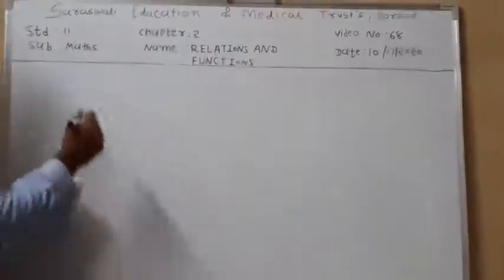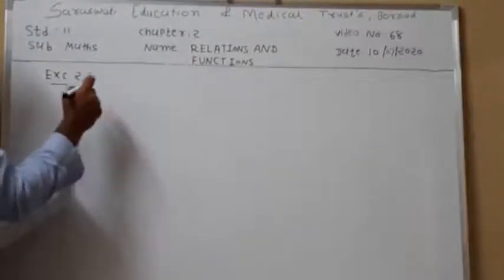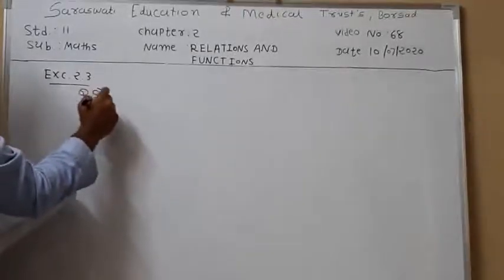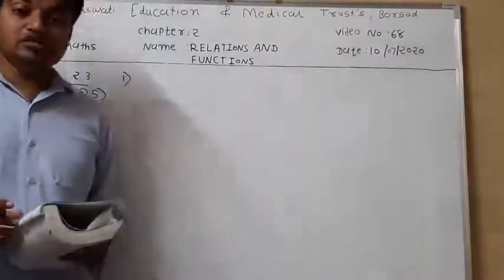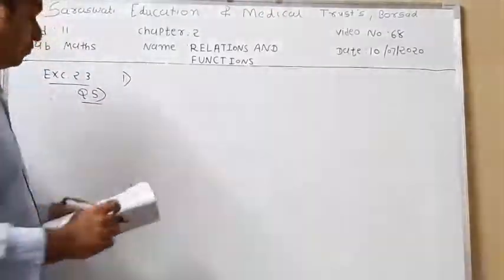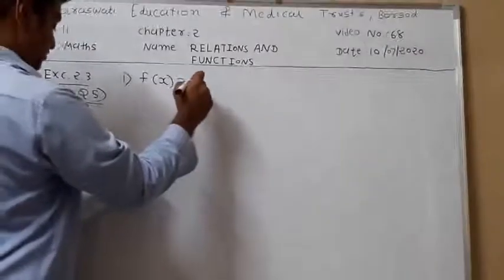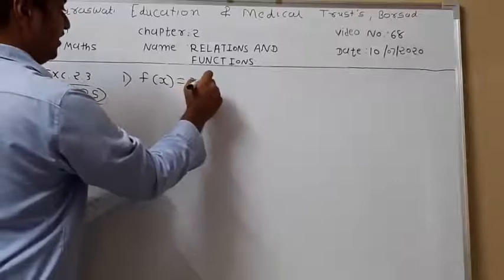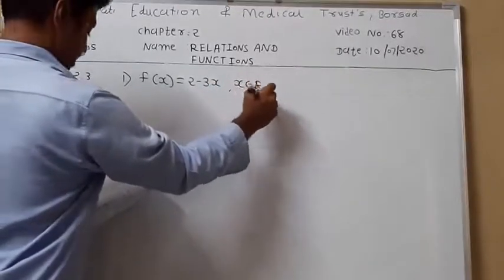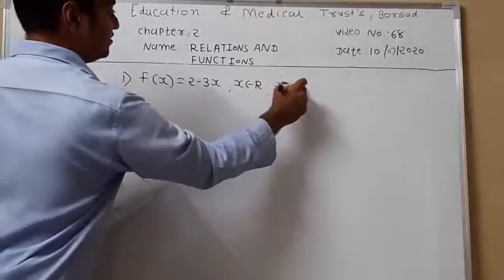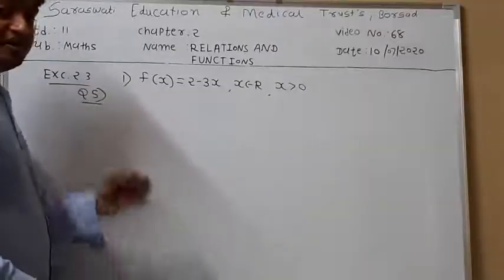Exercise 2.3, question number 5. First question: find out the range of the following function. f of x is equal to 2 minus 3x, x belongs to R, and the condition is present x greater than 0. Our question is to find out the range.